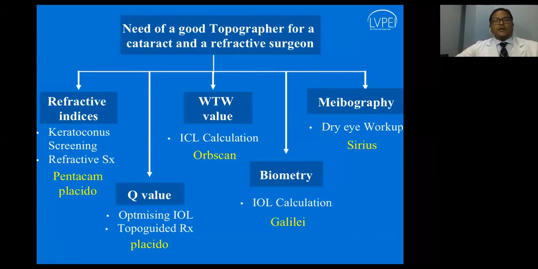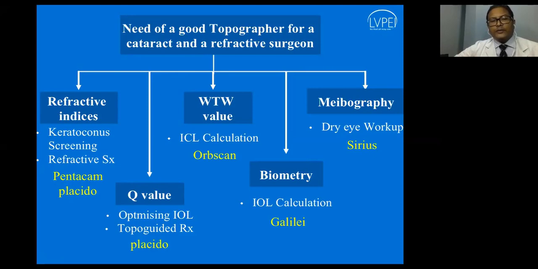So the need of a good topographer for a cataract and refractive surgeon can be manifold, and it also depends on what kind of data that you use commonly. So if there are refractive indices and there is a keratoconic screening and a wide variety of refractive surgeries that you come around in your practice, then a Pentacam or a Placido based system can be more useful.